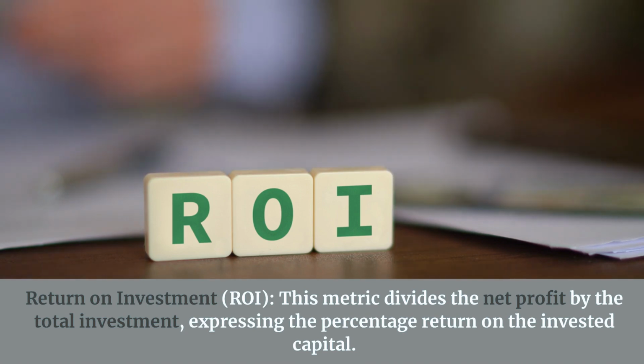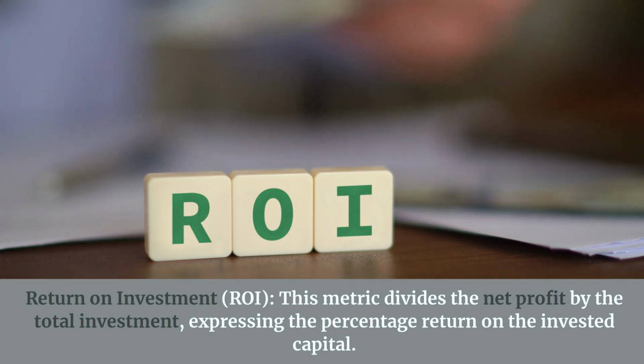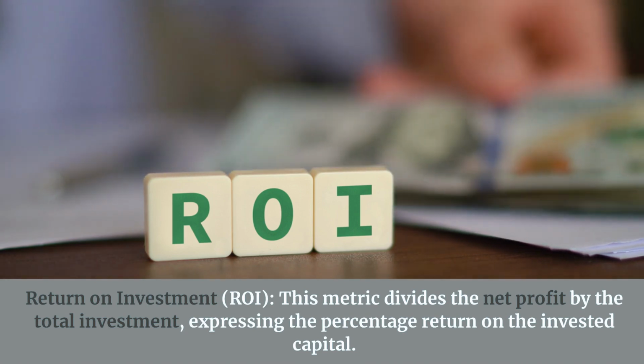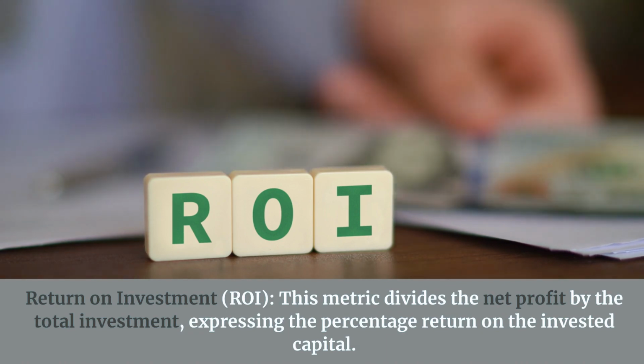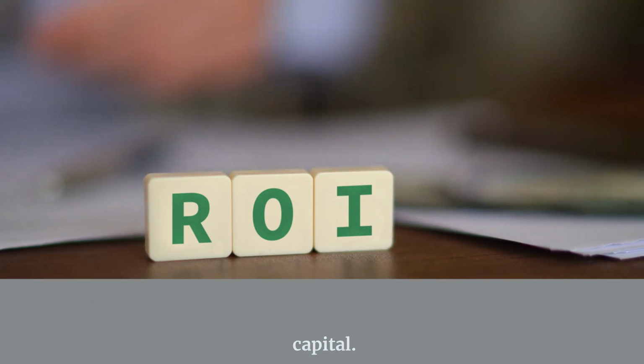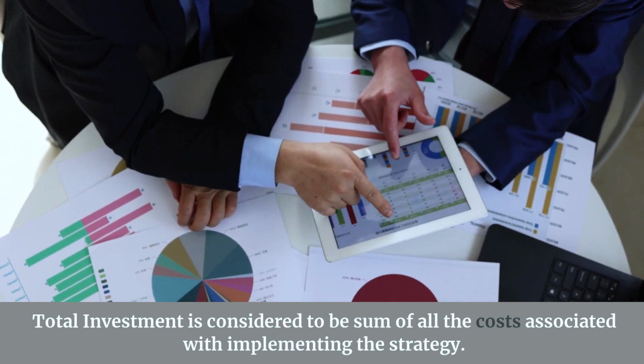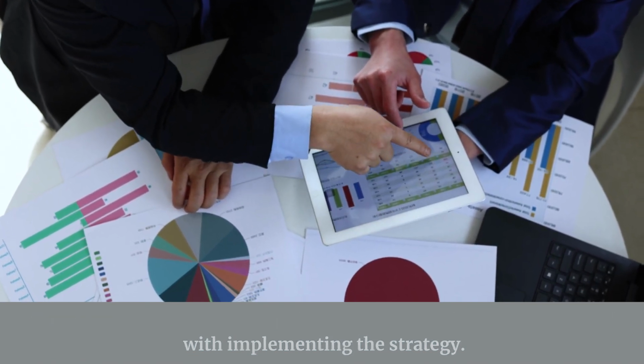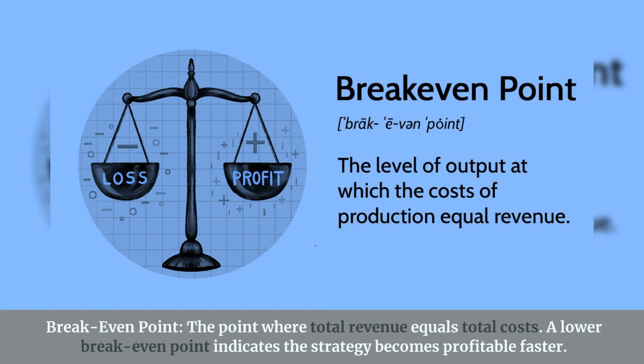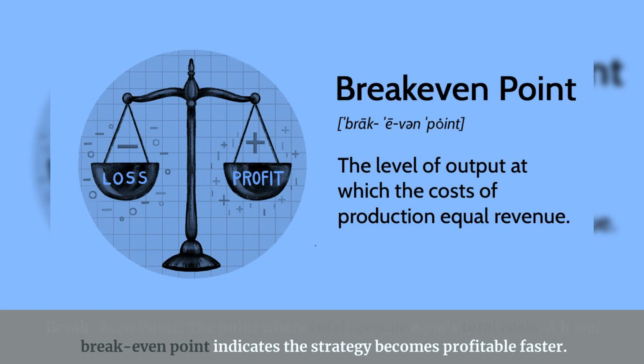Return on investment, ROI. This metric divides the net profit by the total investment, expressing the percentage return on the invested capital. Total investment is considered to be sum of all the costs associated with implementing the strategy. Break-even point. The point where total revenue equals total costs. A lower break-even point indicates the strategy becomes profitable faster.